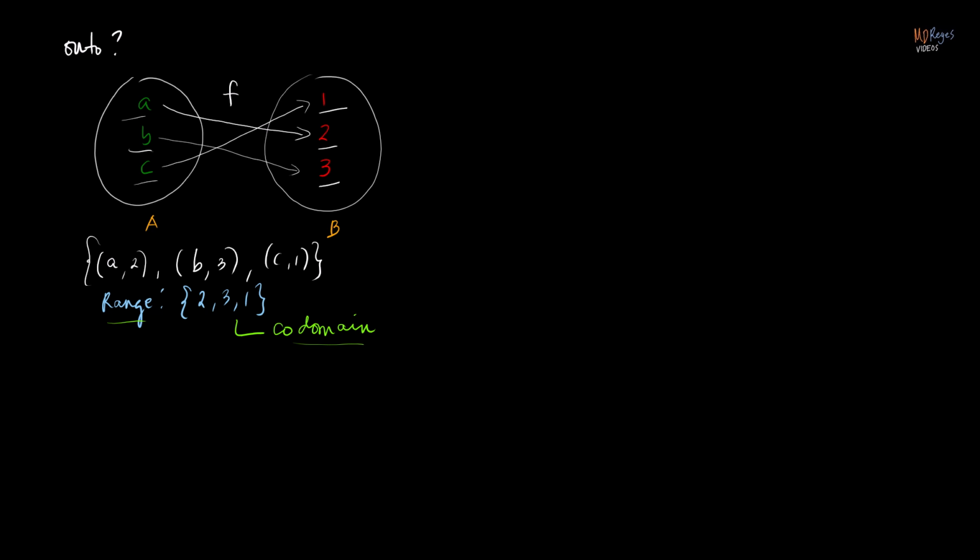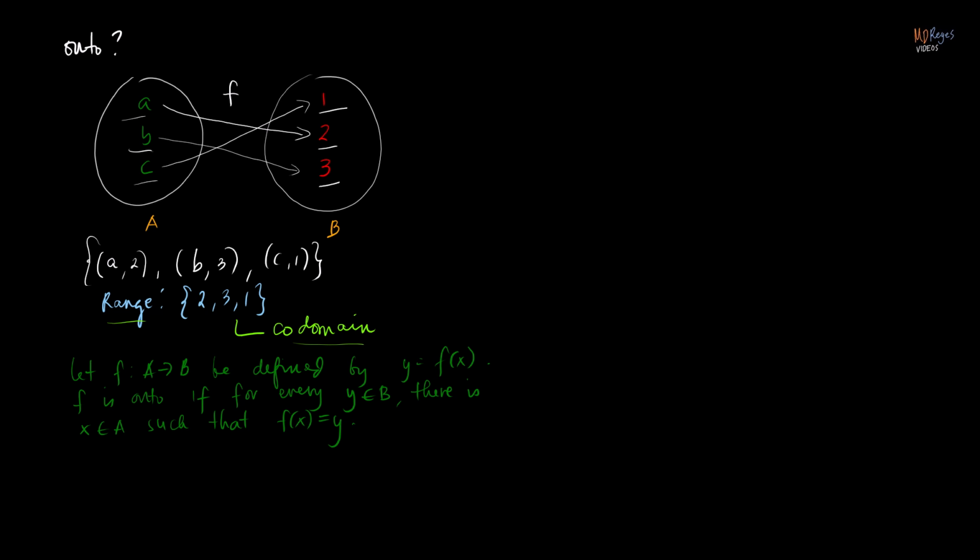But what if there's an infinitely many number of elements in the codomain? How do I identify whether the function is onto? So again, let f be a mapping from A to B. It is defined by, generally, y equals f of x. So we say a function f is onto if for every y in the codomain of the function, there is x in the domain such that we satisfy this.